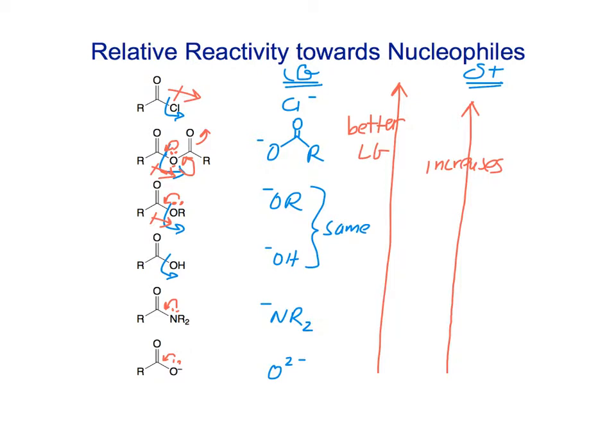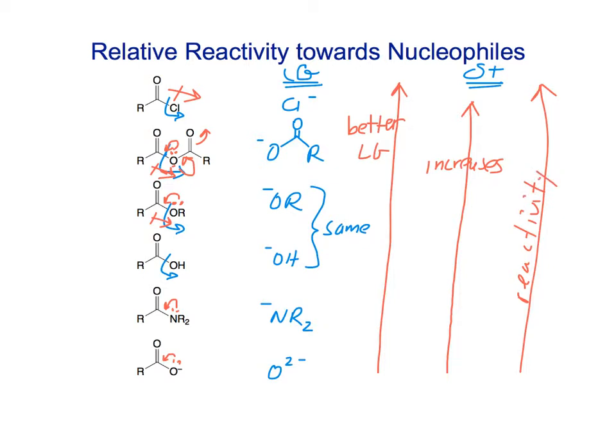Both of these factors are working together in the same direction. So the acid chloride has the best leaving group, and it also has the greatest amount of delta plus on the carbonyl carbon. So our reactivity increases as we go up this way. I'm going to write this sideways. Reactivity.